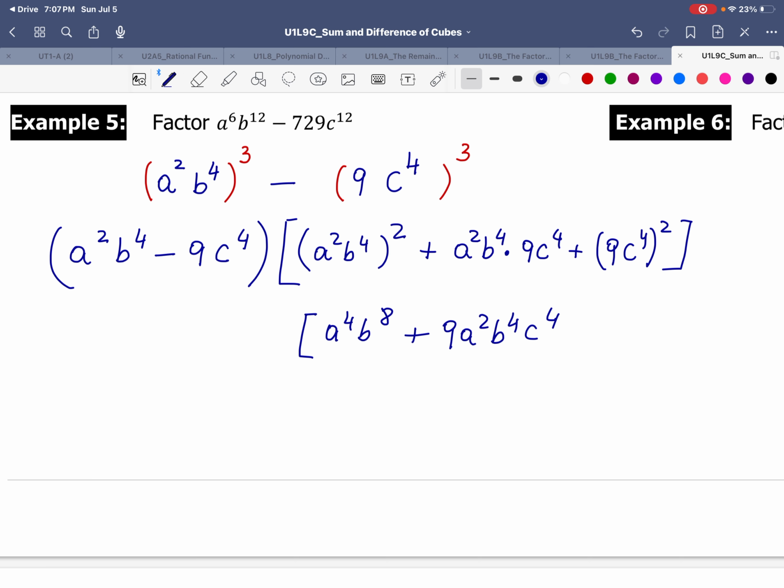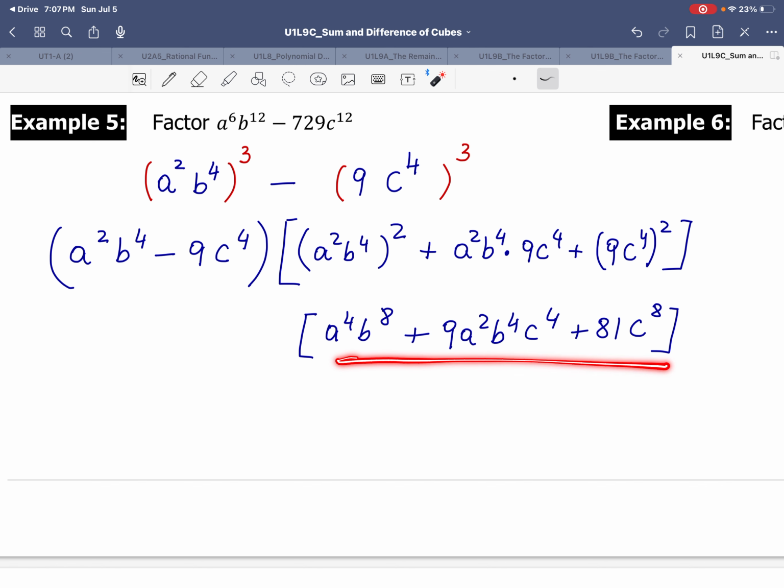And lastly, we have, don't forget this, 9 squared, 81. C to the power 4 squared is C power 8. We're done with this factor. It's not factorable any further, so we're going to leave it the way it is. We do have a little bit of work in here.